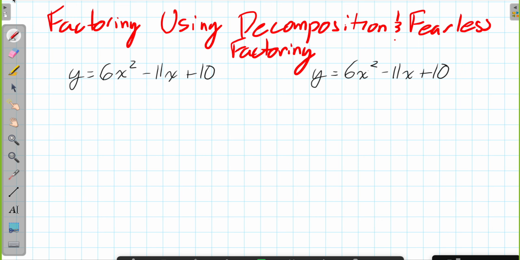Okay. We're going to go through factoring using a method called decomposition and another one that I don't have an official name for. We'll just call it fearless factoring. I've set them up side by side.